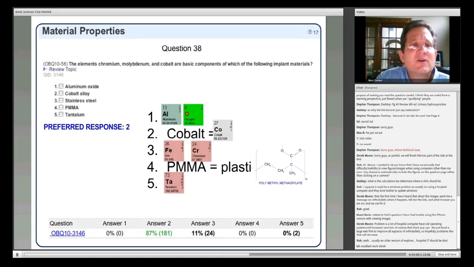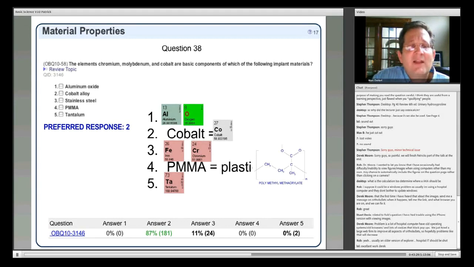So when we get back to the question, they're asking about the elements. And number one, you know what aluminum oxide is. It's aluminum and oxide. And so the real question should be between the cobalt alloy and stainless steel. Now, stainless steel is iron with chromium in it, and that's what makes it less likely to corrode.